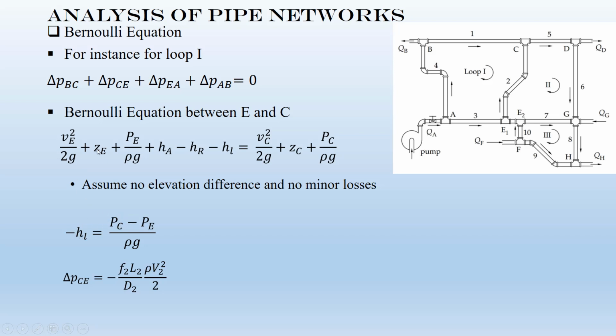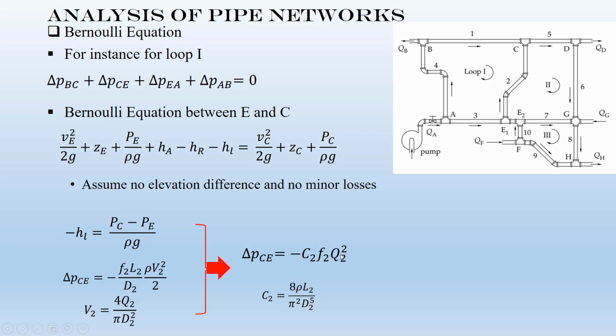And you saw why we have this negative, because you wrote the Bernoulli equation for point E to C. Now, this is the actual equation for the delta PCE. Again, if you substitute for the velocity from the equation for volumetric flow rate into this equation, we can write the delta PCE equals the negative C2 F2 Q2 squared. So again, C is a constant value, friction factor and volumetric flow rate are unknown.